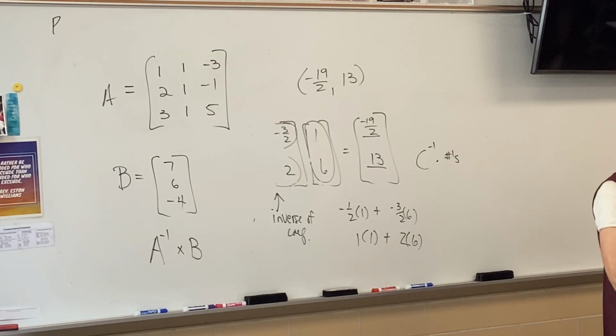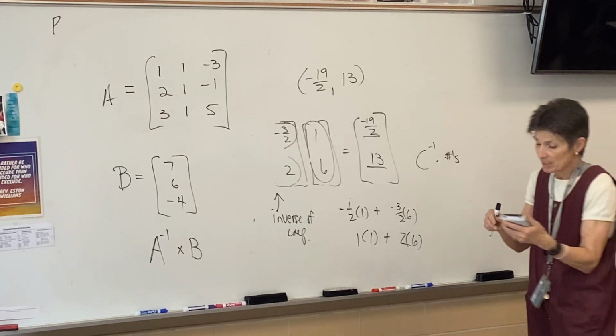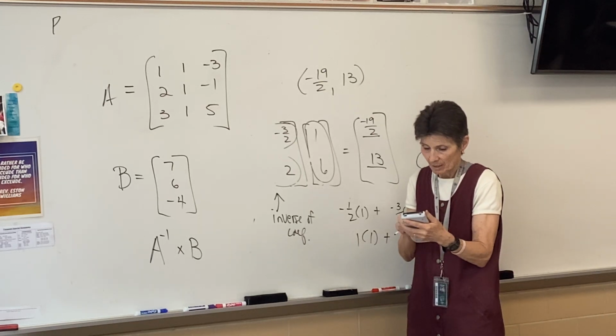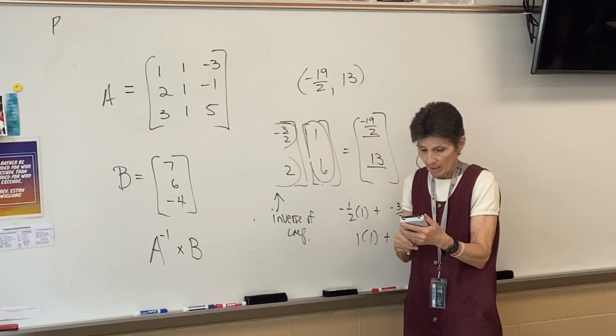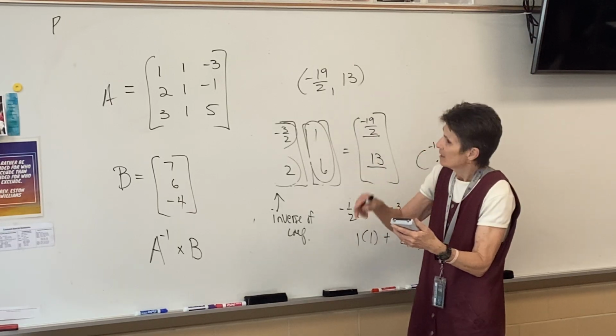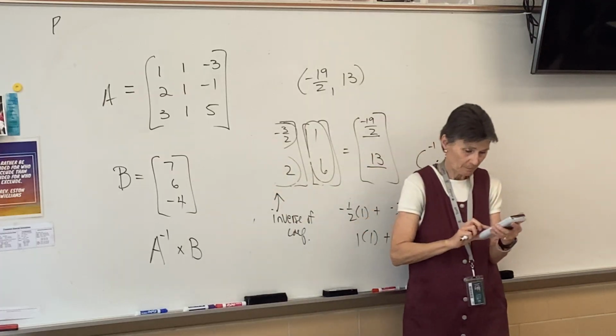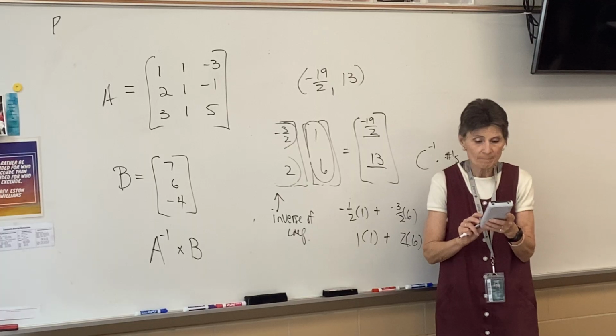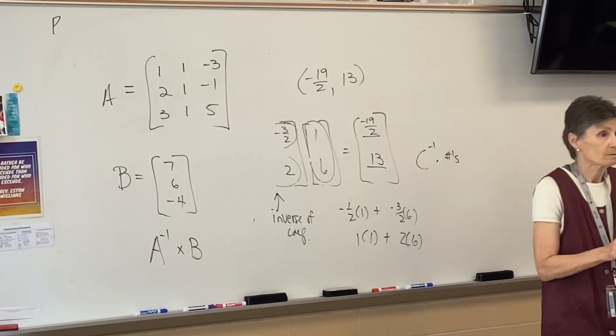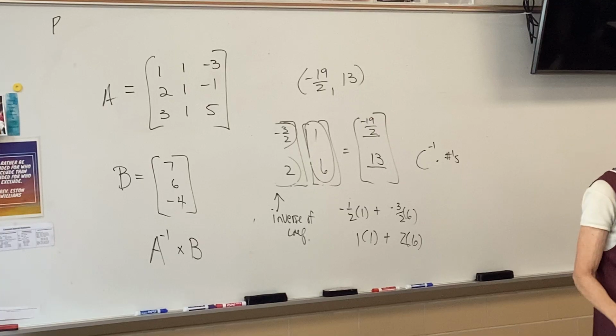So second matrix, make sure you put down to B. How big is matrix B? Oh, wait a second. How big is matrix B? 3 by 1. And I'm putting in 7, 6, and negative 4. And then second click. Once you get them in, get out. 3 by 1. 3 rows, 1 column.